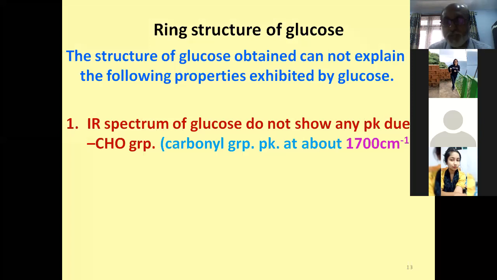Where does the carbonyl group appear in the IR spectrum? It is at 1700 cm inverse. Have you seen any IR spectrum of any molecule? The carbonyl group, in any form, whether ketone or aldehyde or acid or amide or any acid derivative, cannot be missed by the IR spectrum, never. It is a very prominent peak and very easily detectable. Have you handled or seen any IR spectrum for any molecule, anytime?